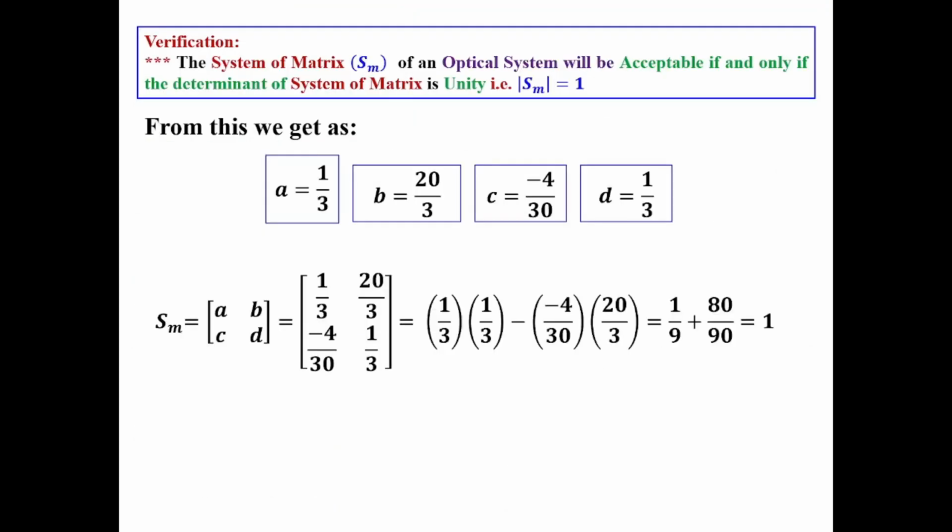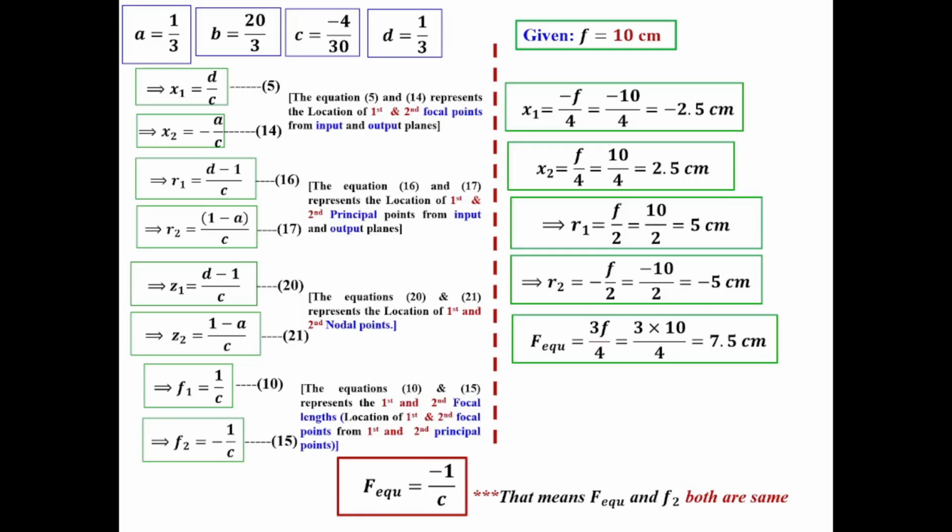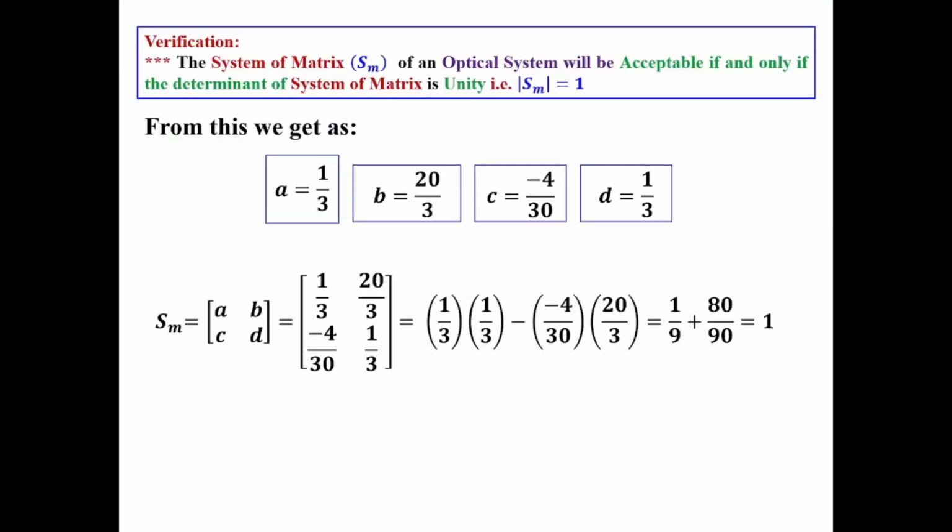Now we are going to verify for this particular question whether the system matrix is acceptable or not. These are the ABCD values we have evaluated for this question, so the corresponding system matrix will be this one. Just calculate the determinant of this matrix: 1 by 3 into 1 by 3 minus of minus 4 by 30 into 20 by 3. After calculation, you find 1. That means this system matrix is acceptable for this Ramsden eyepiece.